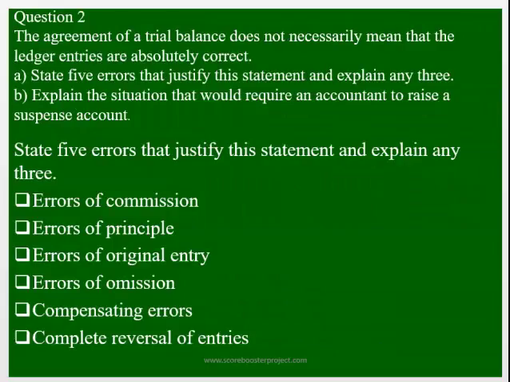Then in another question, the examiner also asks us that the agreement of trial balance does not necessarily mean that the ledger entries are absolutely correct. I think that's a very good statement, and there is a leading statement. The examiner now says state 5 errors that justify this statement and explain 3. We have discussed them. We have 7 of them. Error of omission, commission, principle, original entry, error of compensation, the error of reversal of entry. We have to explain this. We can explain them, even put examples there.